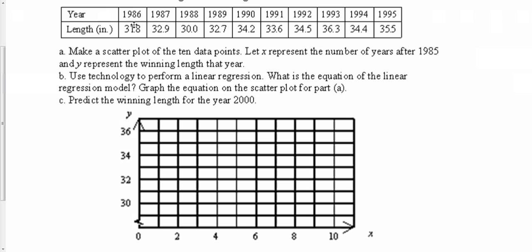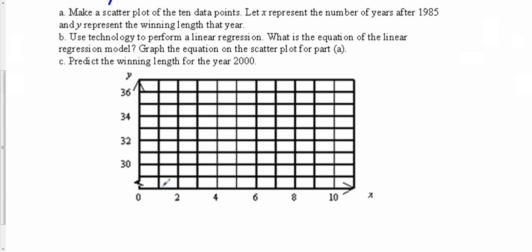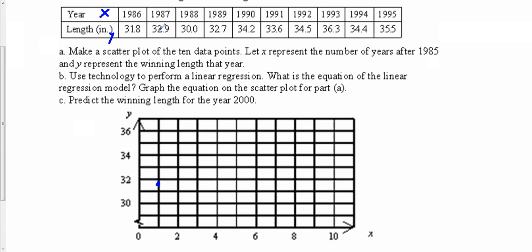So if this year is 1986, that's technically 1 year after 1985. So this is our X, this is our Y. Our X would be 1 in this case, and our Y would be 31.8. So we'd go up to 31.8. That would be our data point. For this one, we'd be at 2 years after, at 32.9, so it would be somewhere right here. 3 years after, we're right at 30. So that one went down.